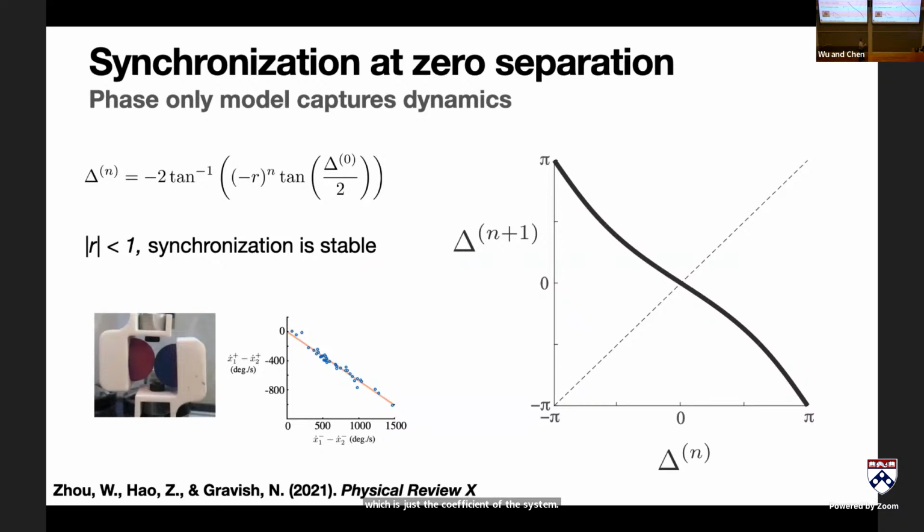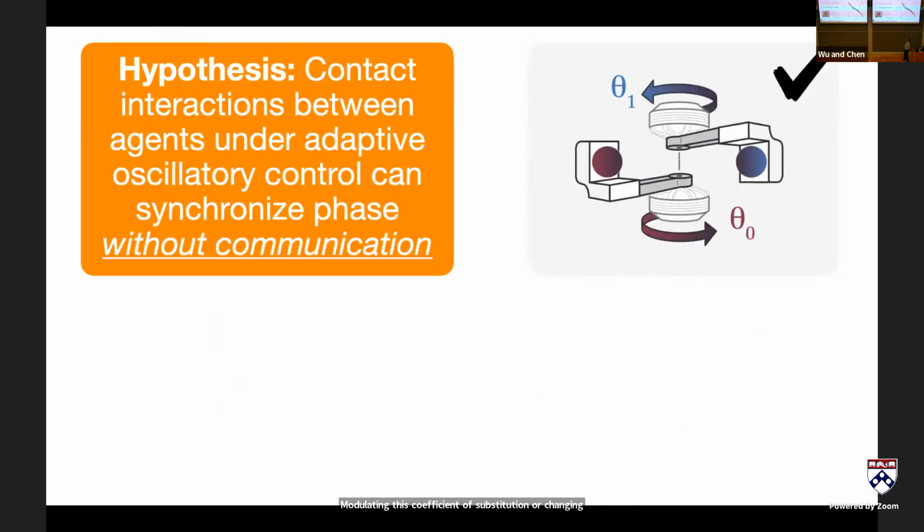It looks like this. It has a single fixed point here, which is the phase difference of the nth collision and the phase difference of the n+1th collision. And this fixed point here is stable. Then we can measure the experimental data, and it agrees extremely well. Again, the only parameter in this is the coefficient of restitution. That's the only thing that determines the long time behavior of the system. Modulating this coefficient of restitution or changing the separation distance will affect this return map, and we have lots of data that shows that it agrees extremely well.